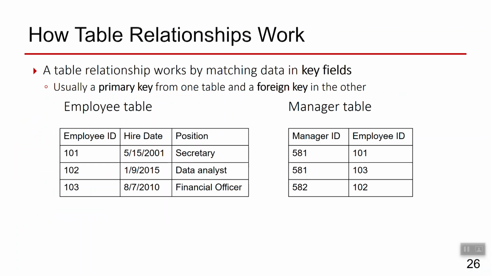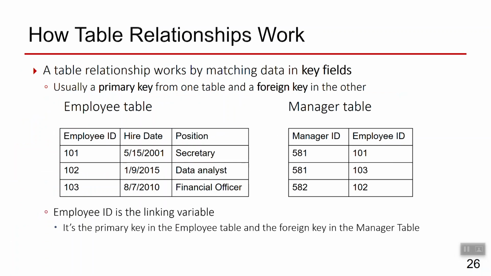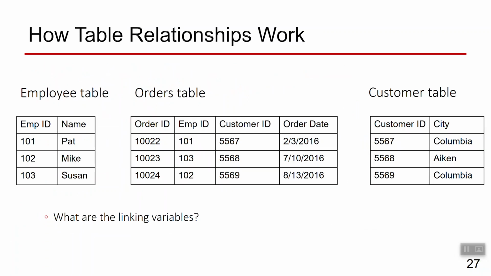So the table relationship works by matching data and key fields, usually a primary key from one table and a foreign key from the other table. So in this example, I have an employee table and a manager table, and you can see that I have the common field of the employee ID. So that was what we would consider the linking variable. Notice that it is the primary key in the employee table, and it is considered the foreign key in the manager table.